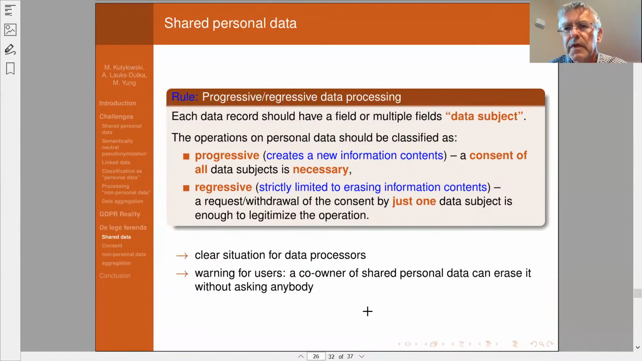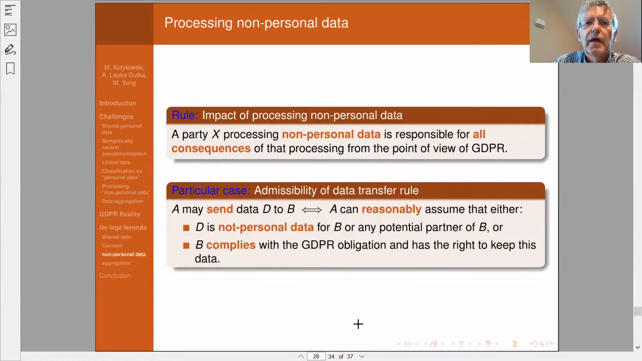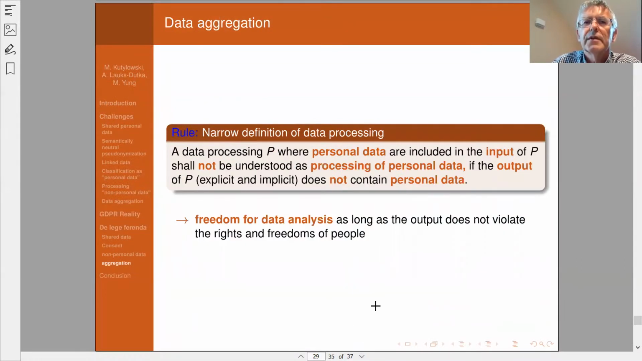So we propose some small solutions in some areas like sharing personal data, how to solve the problem of two different parties of the same data, how to understand the contents that should be limited to the context of the data processor, what is the meaning of personal data. We propose that it is an attribute of data and the processing party exclusively. So it could be different if the same data is processed by a different party. We have to take care of processing non-personal data. We have to understand data aggregation in a different way.